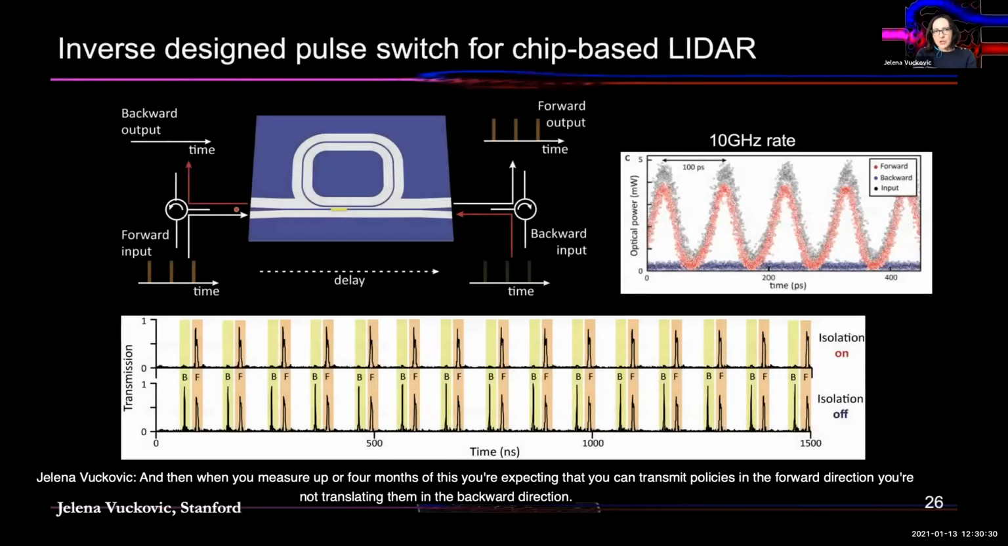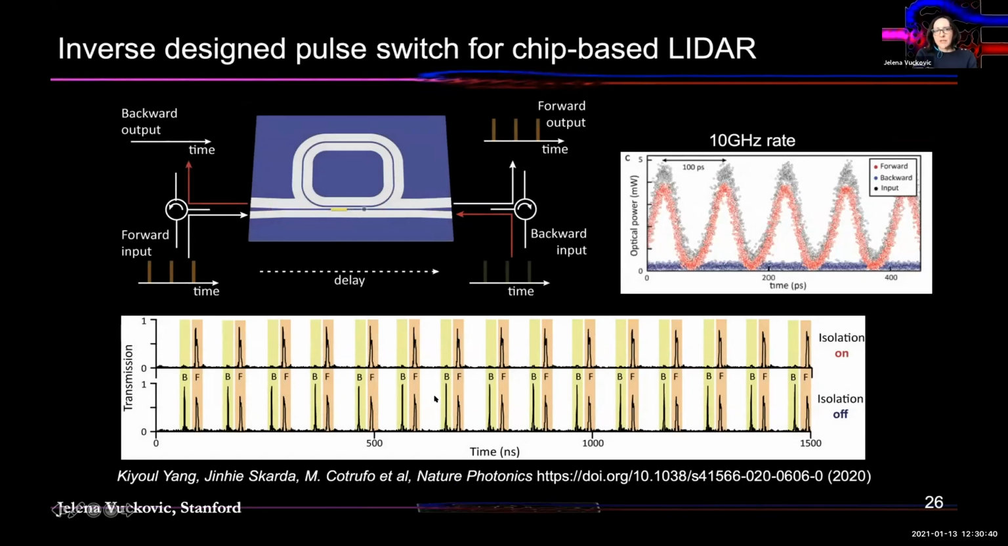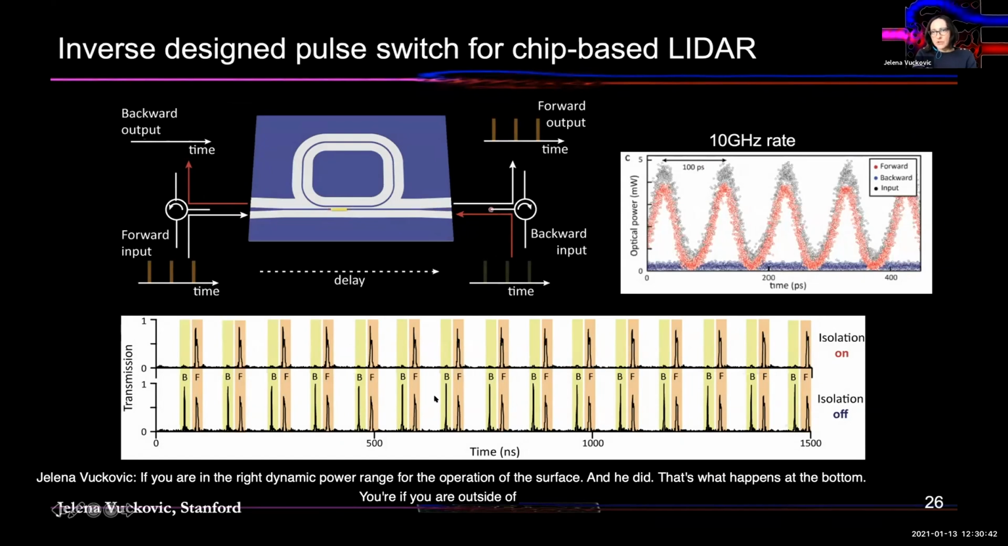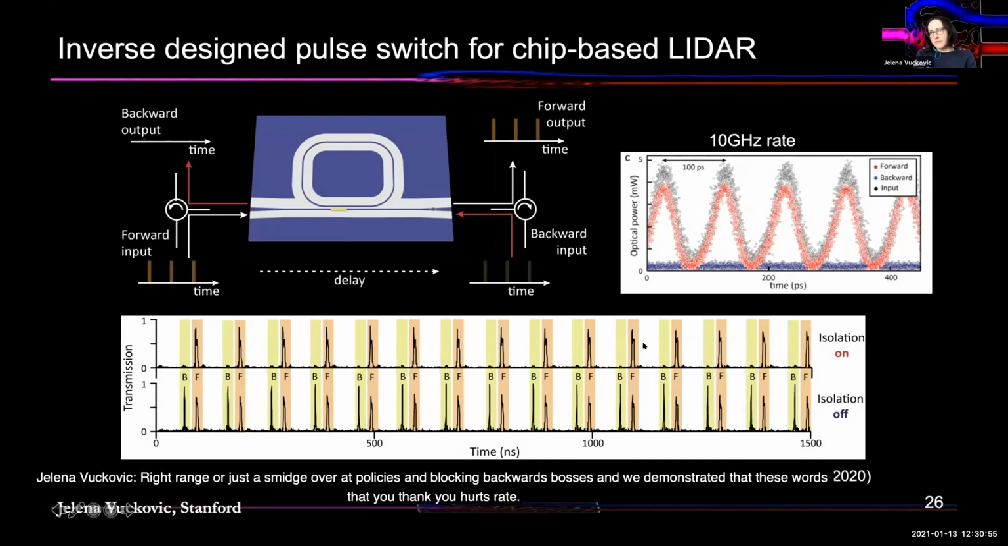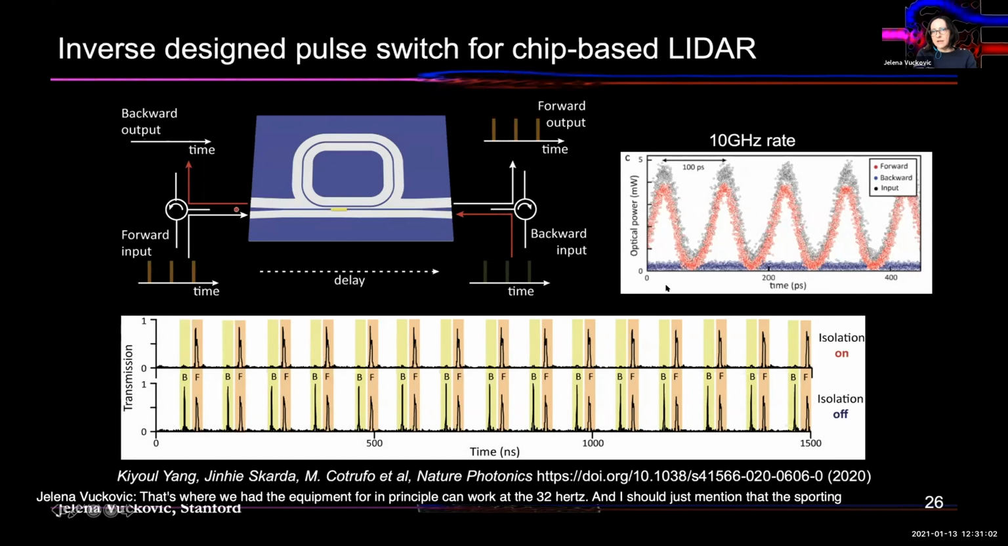And then when you measure the performance of this, you are expecting that you can transmit pulses in the forward direction, and you're not transmitting them in the backward direction if you are in the right dynamic power range for the operation of the circuit. And indeed, that's what happens at the bottom. If you are outside of the dynamic power range, you transmit both forward and backward pulses. If you are in the right range, you're just transmitting forward pulses and blocking backward pulses. We demonstrated that this works at a 10 gigahertz rate. That's what we had the equipment for. In principle, it can work at a 30 gigahertz rate.